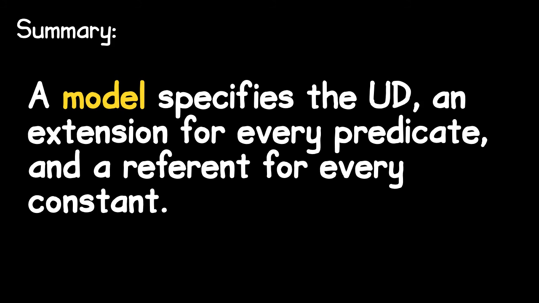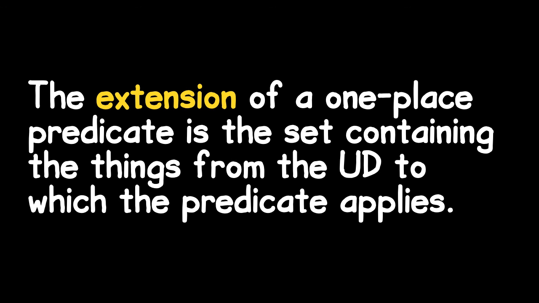Here's a summary of the key features of models. In QL, the structure that specifies the truth value of a sentence is a model. A model specifies a universe of discourse, an extension for every predicate, and a referent for every constant. The universe of discourse is a non-empty set. The extension of a one-place predicate is the set containing the things from the universe of discourse to which the predicate applies. The extension can be the empty set if the predicate doesn't apply to anything in the universe of discourse. It can be part of the universe of discourse if it applies to some but not all of the things. Or the extension can be the entire universe of discourse if it applies to everything in the UD.